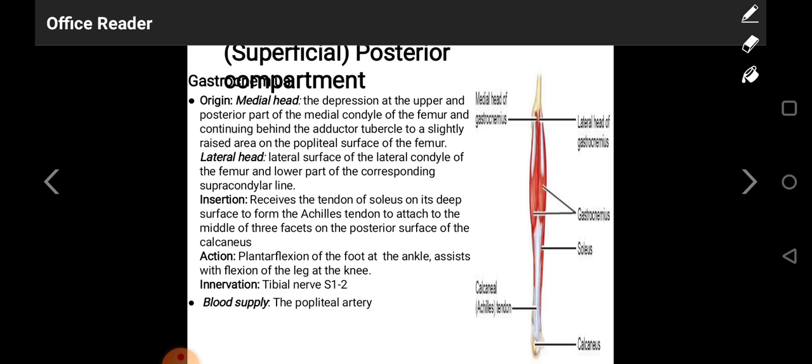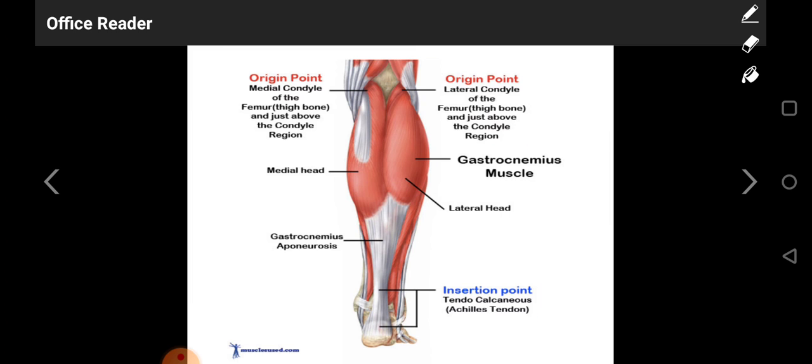Action is the plantar flexor of the foot at the ankle. It assists with flexion of the leg at the knee. Innervation is by the tibial nerve and the blood supply is by the popliteal artery. Here we can see the gastrocnemius muscle.